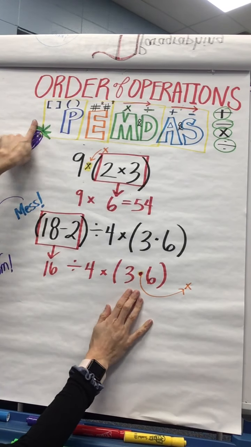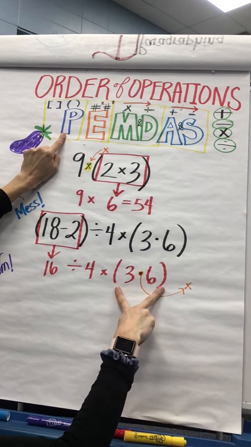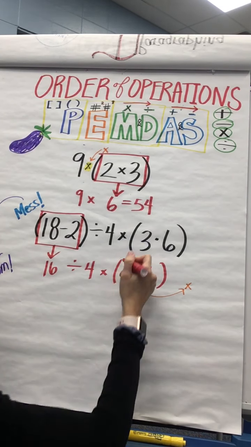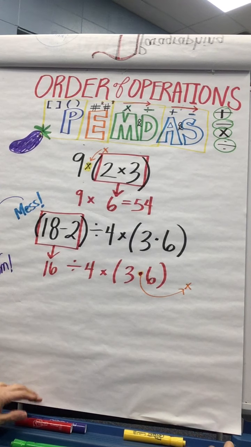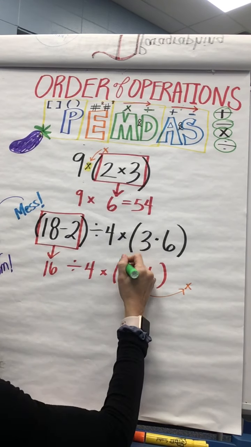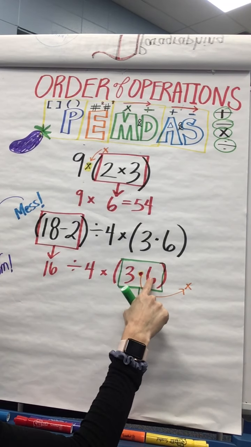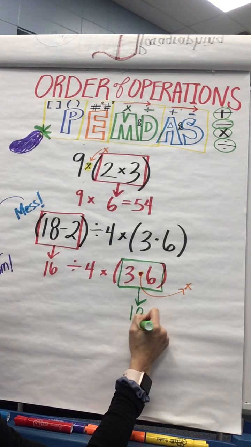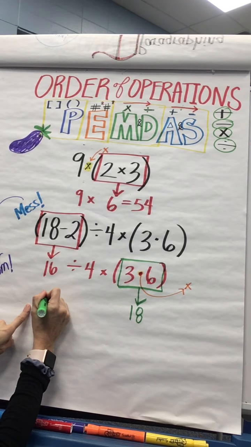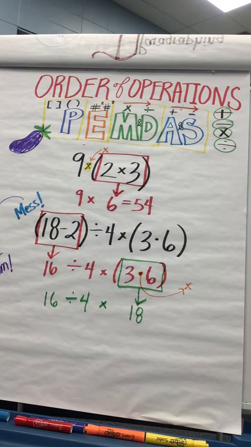Okay, so I'm looking at my order, and I'm still in parentheses. I'm not out of that because I still have parentheses here. So now I'm going to go ahead, and I'll do it in a different color. I'm going to go ahead and box my parentheses, solve that. 3 times 6 is 18. And now I'm rewriting my problem from the beginning. 16 divided by 4 times 18.